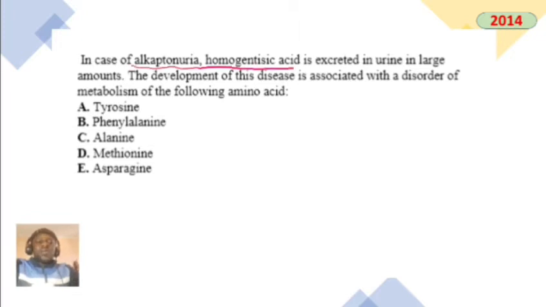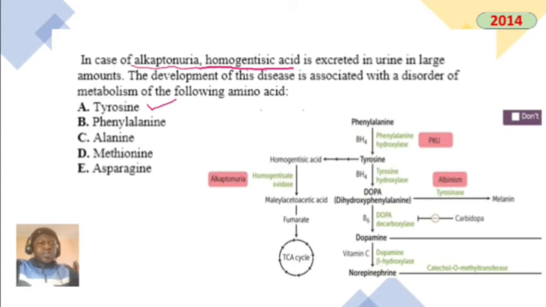In case of alkaptonuria, homogentisic acid is excreted in urine in large amounts. The development of this disease is associated with a disorder of metabolism of the following amino acid, right? Okay, let me jog your memory again. This image is from the previous video, right? I got it from First Aid, by the way. So from phenylalanine to tyrosine, this process is mediated by phenylalanine hydroxylase, right? If there is a deficiency or disorder in phenylalanine hydroxylase, the patient will develop PKU, right?